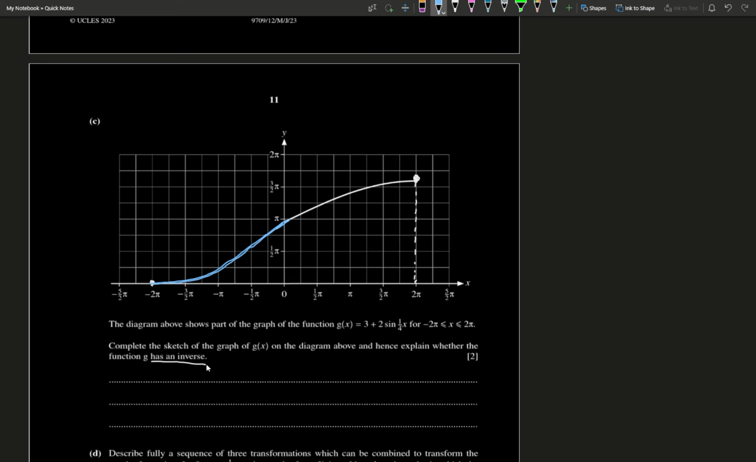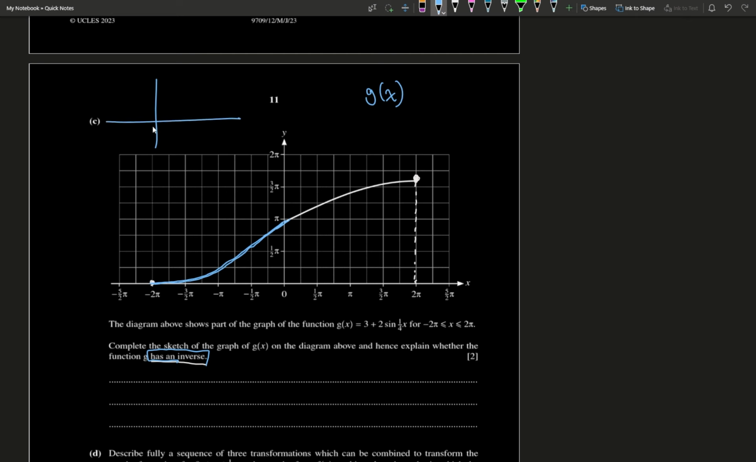It says, and hence explain whether the function g has an inverse or not. What does that mean? Well, how can we determine whether a function has an inverse or not? First, to know if it has an inverse or not, you look at the graph of g of x. If every x coordinate has a distinct y coordinate, then this can have an inverse. However, if more than one x coordinate produces the same output, then it cannot have an inverse function. Let me explain.